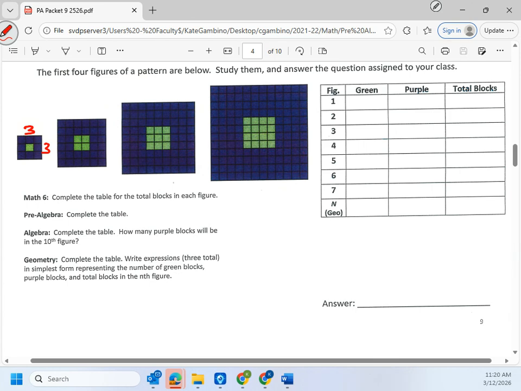Okay? So if you have trouble, if you want to double check that you're putting the right numbers down, come check with me. But look for those patterns for the green, patterns for the total blocks, and then subtract them to get the purple blocks.